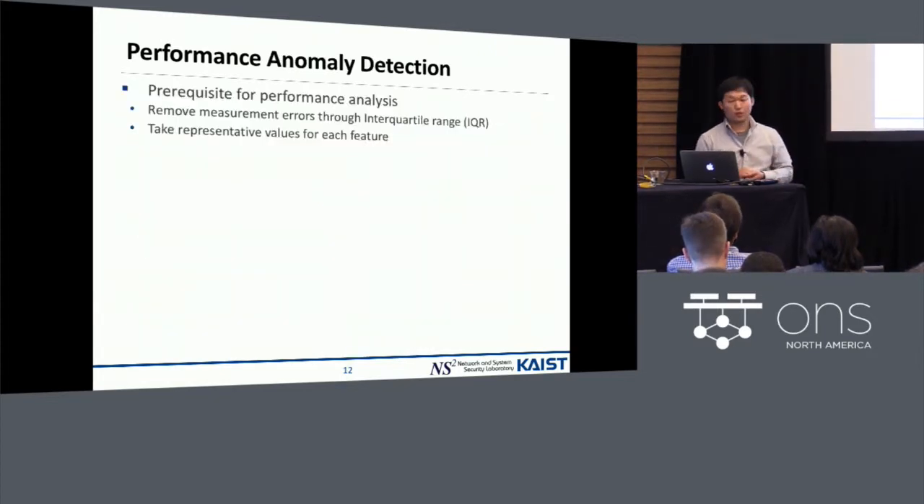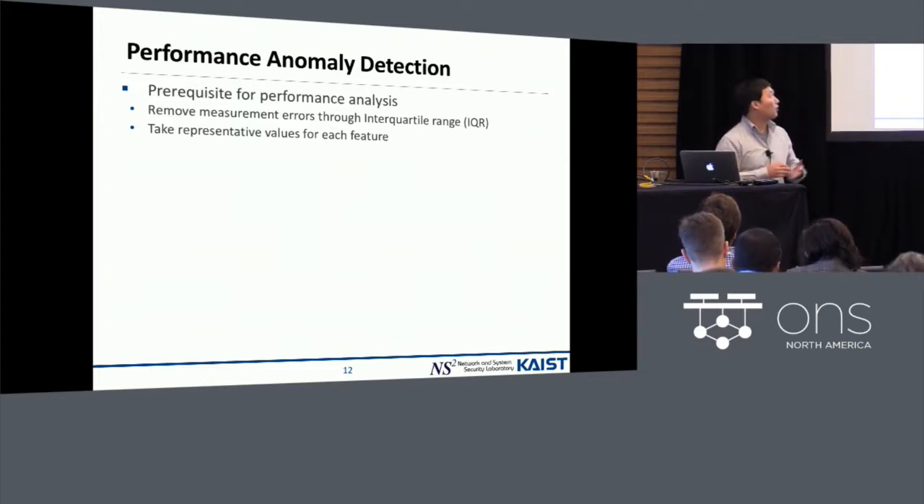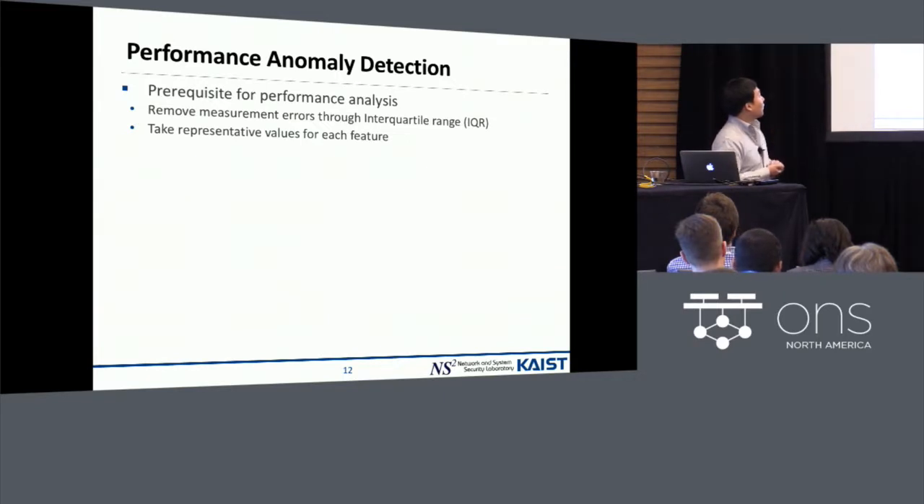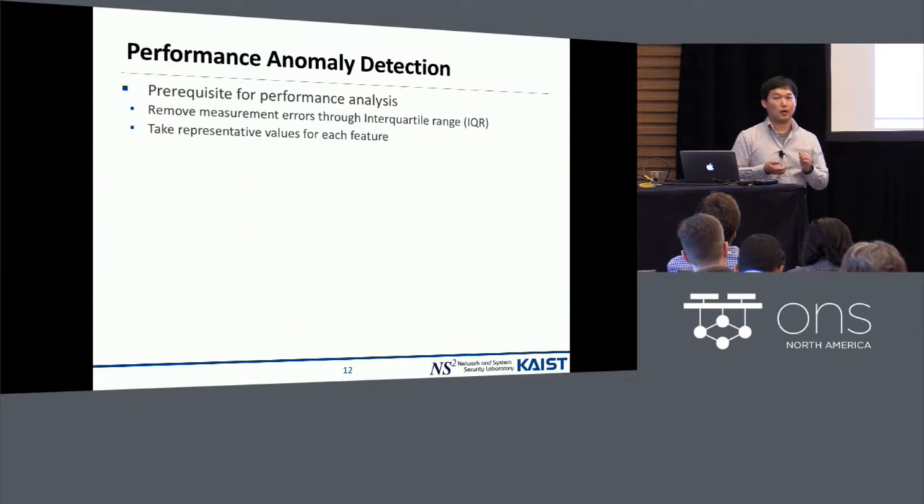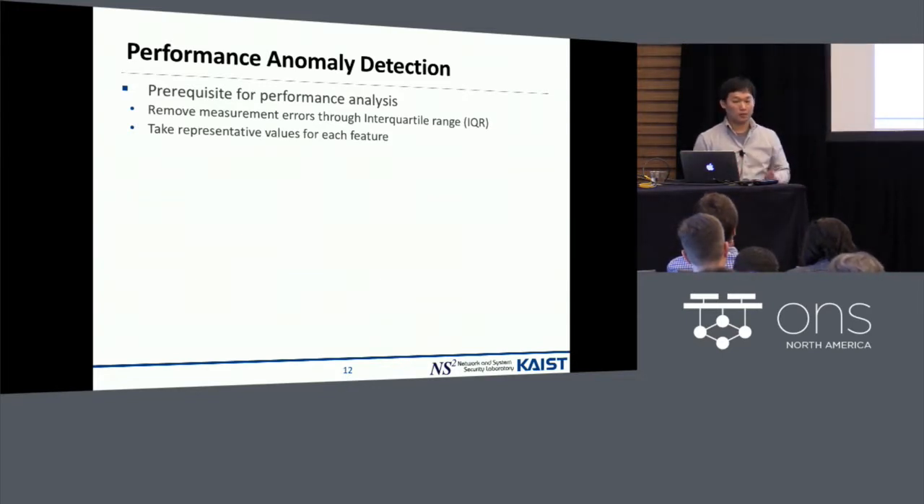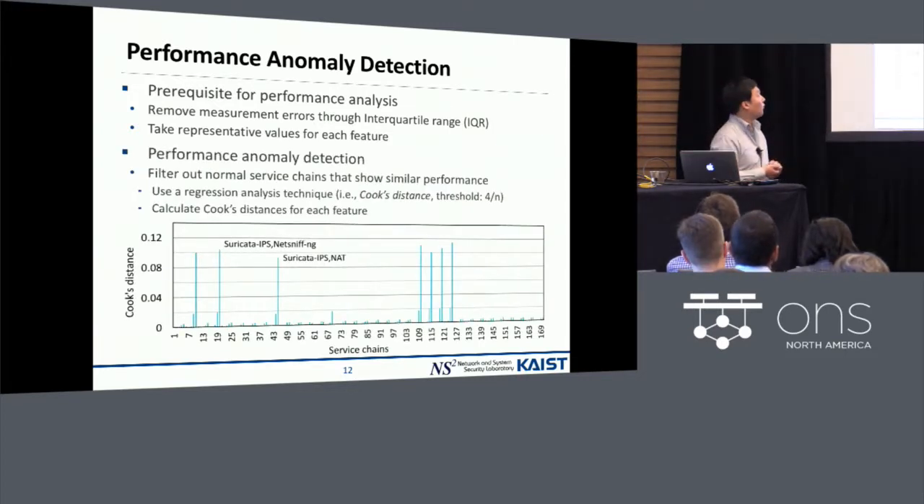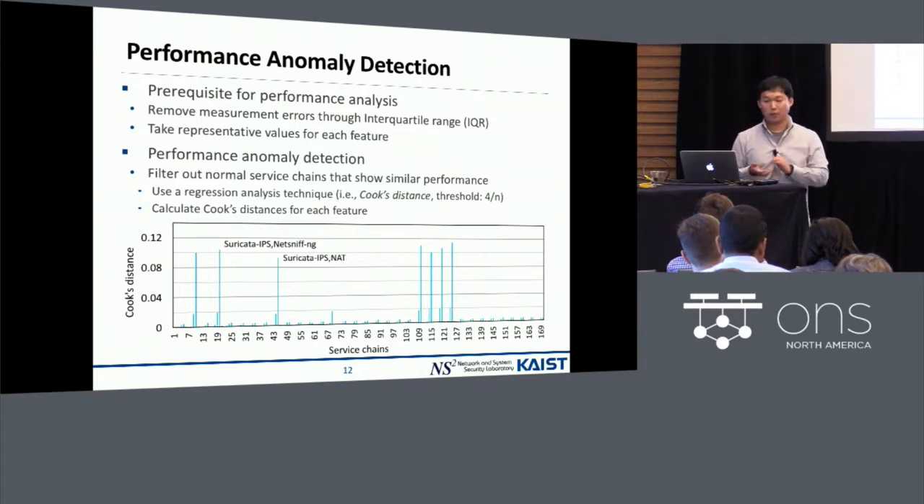After collecting the features, we conduct 3 steps: pre-processing, performance anomaly detection, and behavior analysis. First, the prerequisite step is to convert the raw data that we collect from all layers to an organized form for performance analysis. Then we figure out which service suffers from performance issues compared to other service chains.